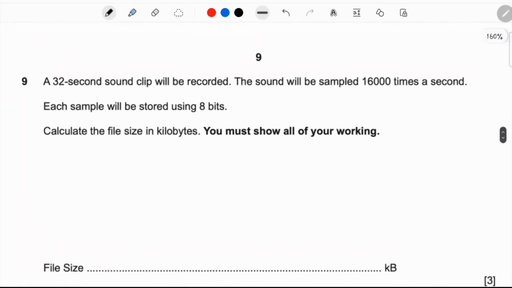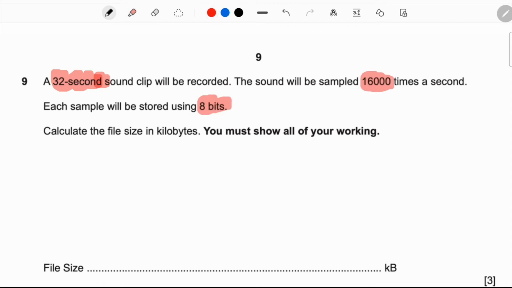Let's go to the next question. The next question looks a bit different. Let's see. Why does it look different? Let's get the highlighter out. A 32-second clip. So we have 32 seconds. This time it's not in bits or bytes. This time it's in seconds. This sound will be sampled 16,000 times, and each sample will be stored using 8 bits.